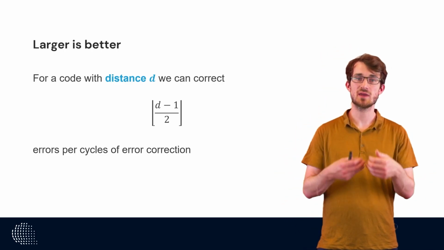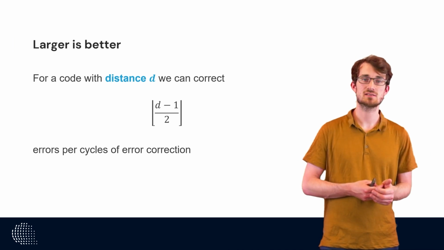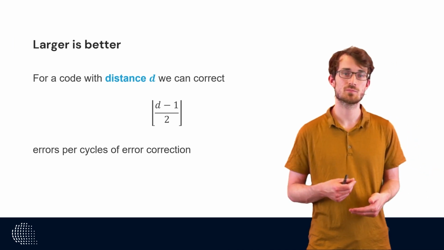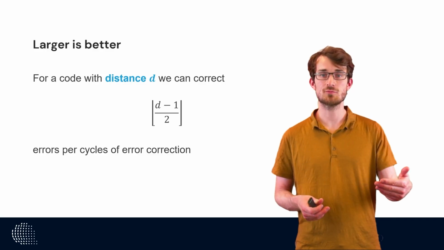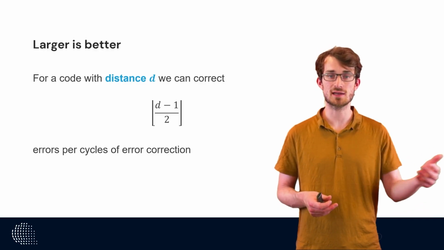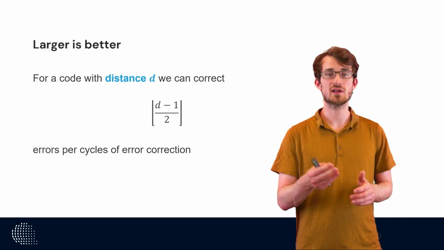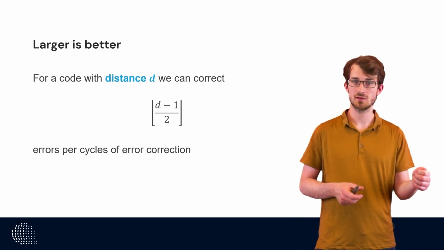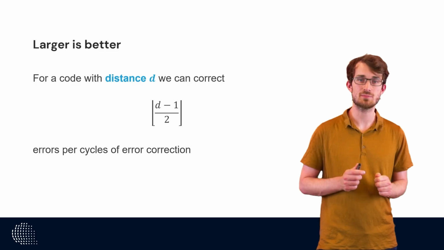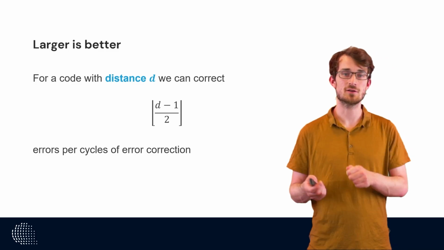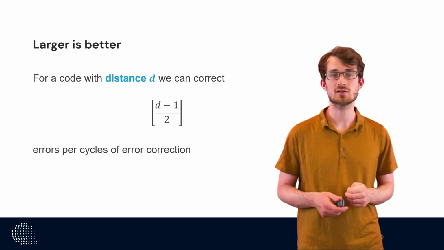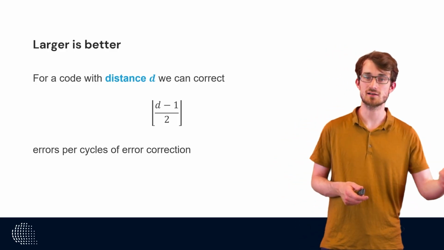Generally speaking, making a larger error correction code is better. And the way we quantify that is using this distance d. The formula that we use to say how many errors per cycle we can correct is written in this form. You take your distance d, subtract 1, and divide by 2. If that's not an integer number, you round down. That's the number of errors that you can correct per cycle of error correction.